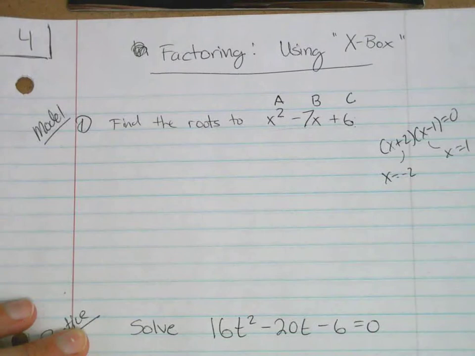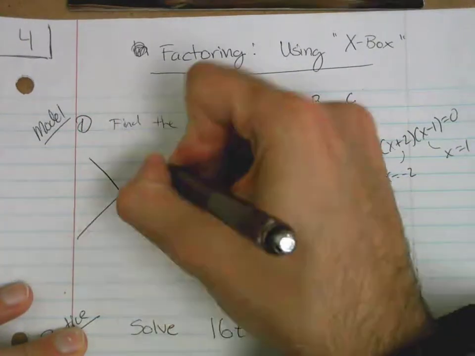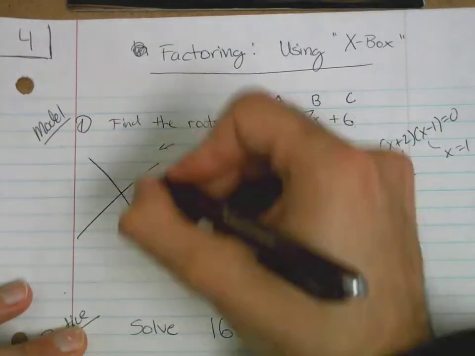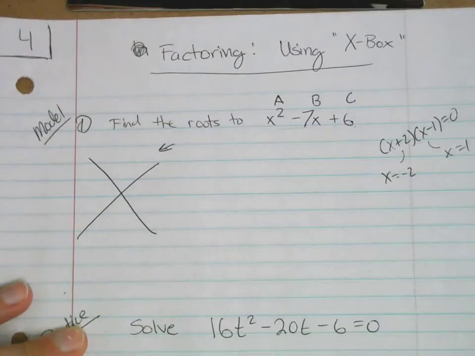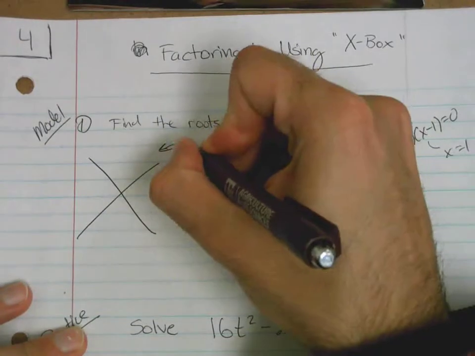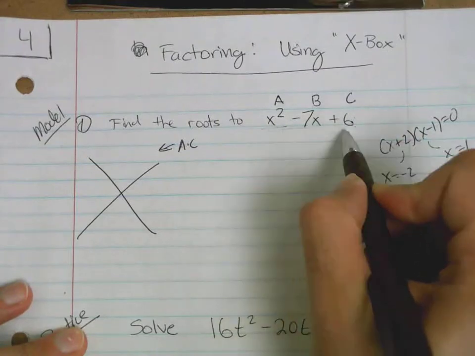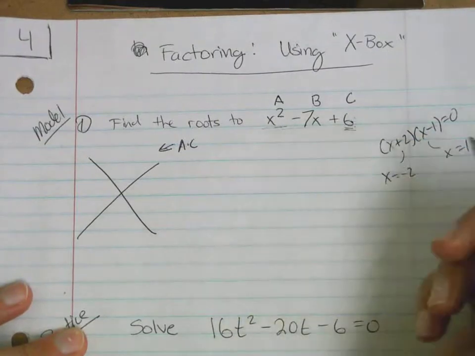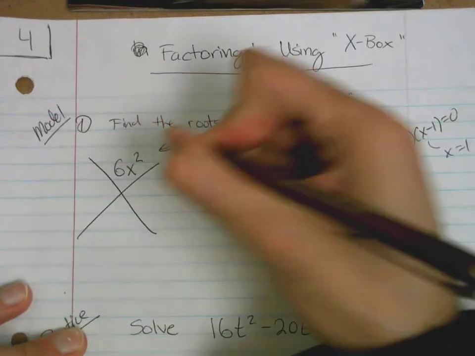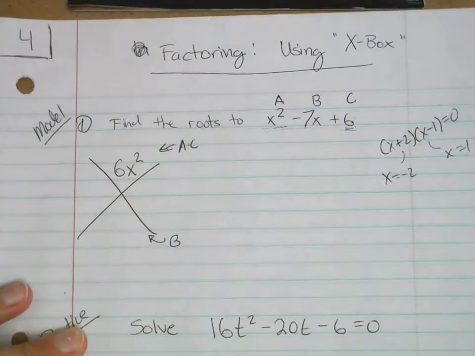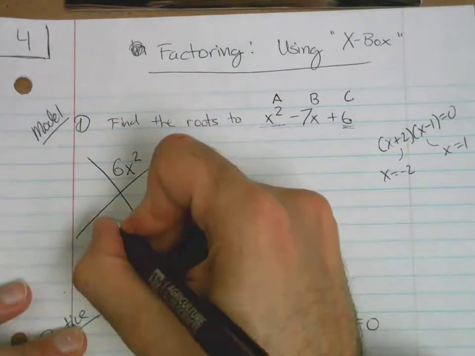Have you actually labeled it? Okay, good. We draw this X. That's the first part of this factoring thing. And what we do here is we write, at this top, the thing A times C. What is A times C? A times C is this whole thing. So A is x squared times C is 6. So this is 6x squared. In the bottom, we simply write B, which is a negative 7x.